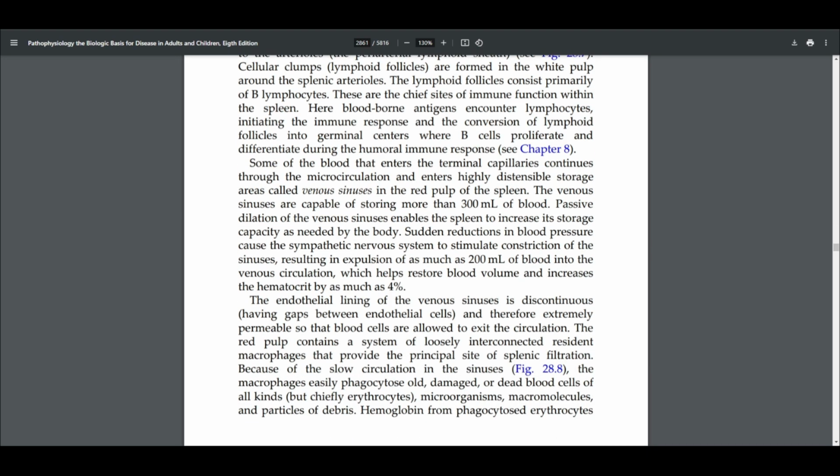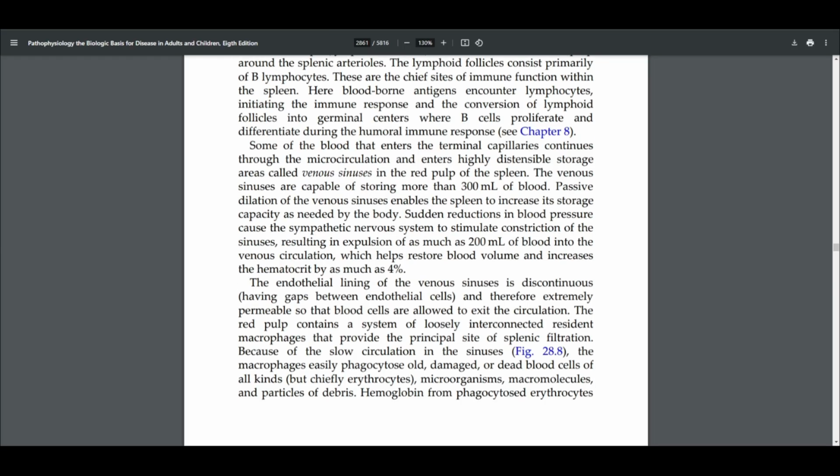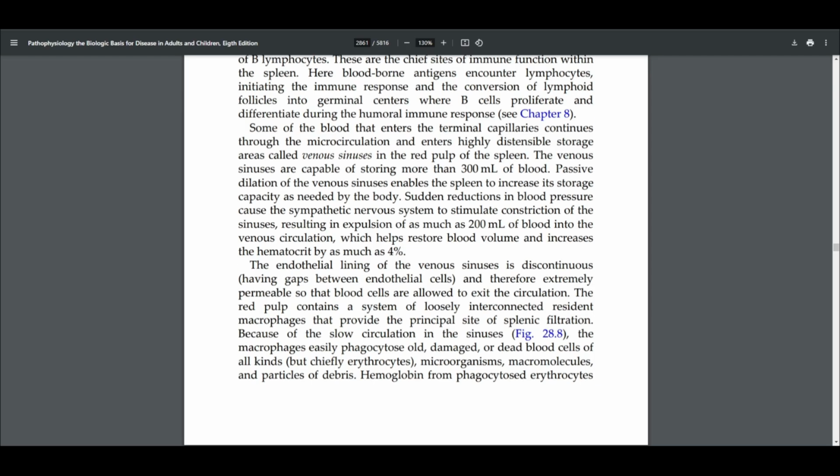Some of the blood that enters the terminal capillaries continues through the microcirculation and enters highly distensible storage areas called venous sinuses in the red pulp of the spleen. The venous sinuses are capable of storing more than 300 milliliters of blood. Passive dilation of the venous sinuses enables the spleen to increase its storage capacity as needed by the body.